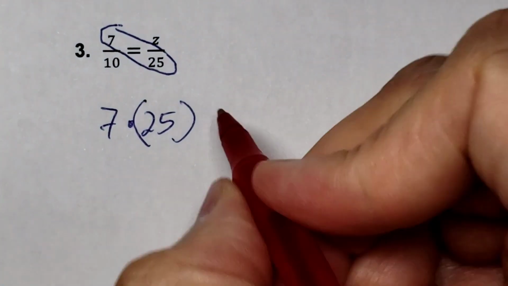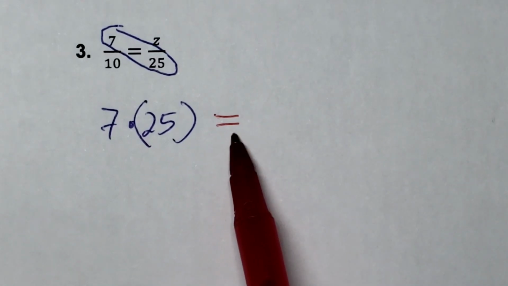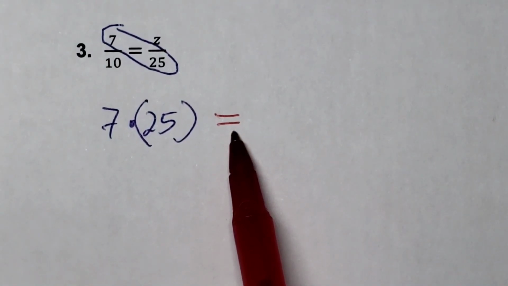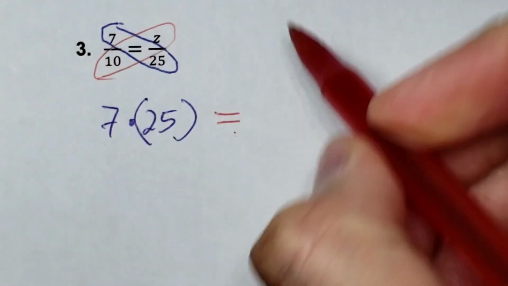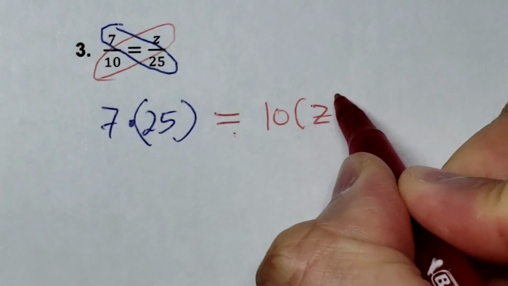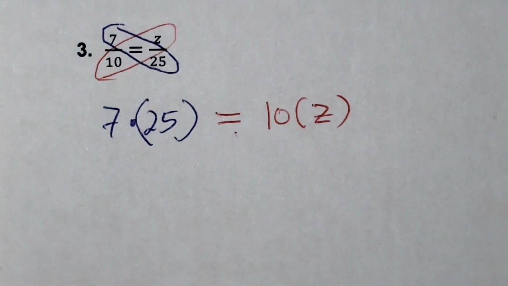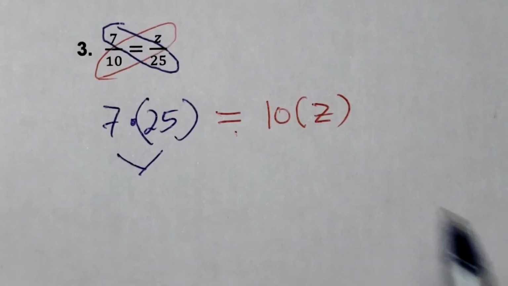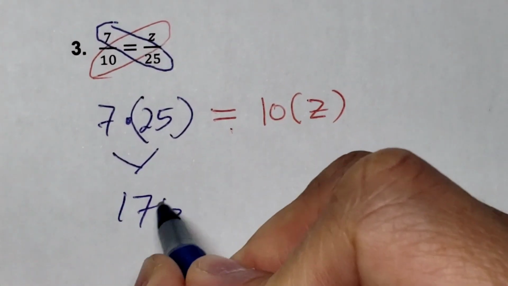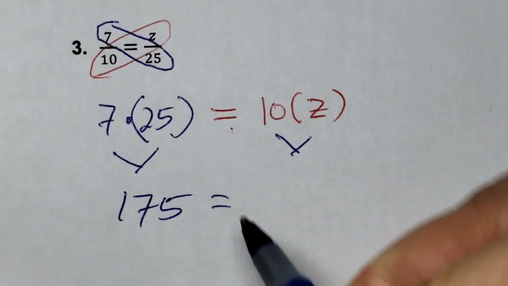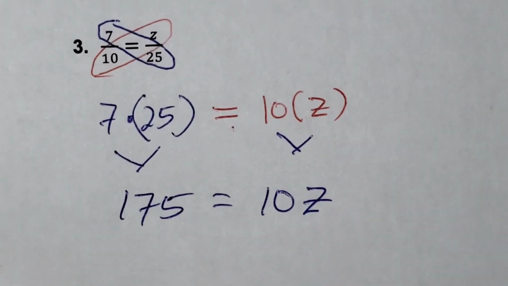And also is equal to, make sure you have your equal sign, because a proportion is an equation, a statement that tells that two ratios are equal. And 10 times z, that's my z. Now let's simplify this. 7 times 25 would be what? 175. Equal to, what's 10 times z? And that's going to be 10z.